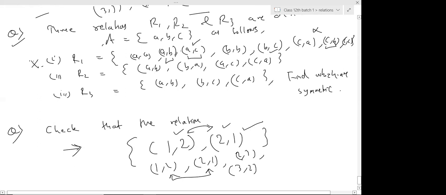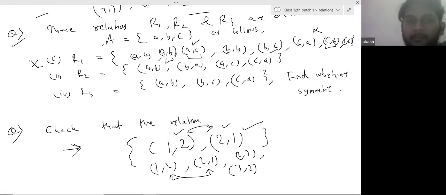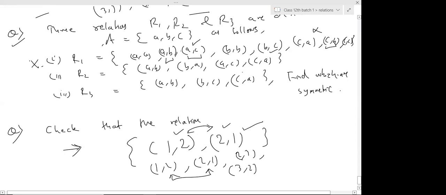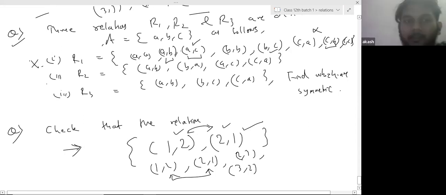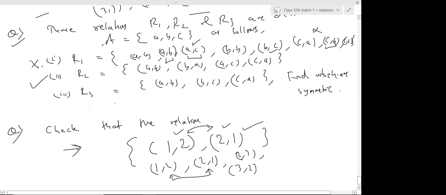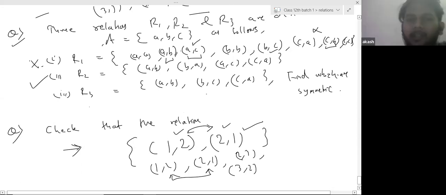What about R2, Shekhani? R2 is symmetric, A B is there, B A is there, A C is there, and C A is there. So it's symmetric. Absolutely right. And R3? R3, A B is there, but B A is not there, B C is there, and C A is there. So it's not symmetric. Right. You don't even have to check the rest, A B is there, but B A is not there, so this will not be symmetric.